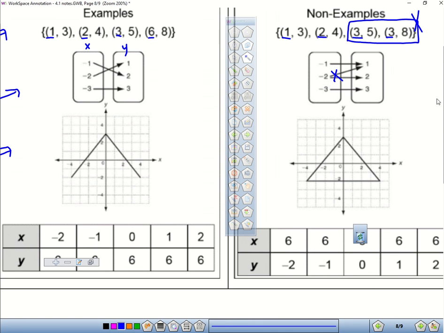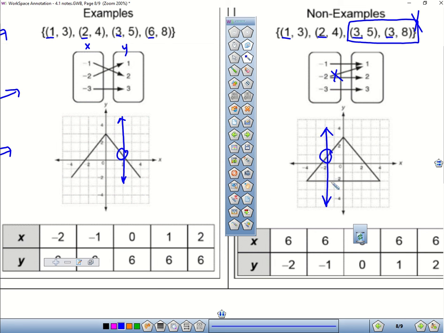So then down here, this is a function because it passes what we call the vertical line test. Okay? I can draw a vertical line and it only hits 1 point on that line. I can draw a vertical line anywhere on the graph and it's only going to hit 1 point. Now over here, is that the case? No. What happens when I draw a vertical line right here? It hits more than 1 point, so that's what makes it not a function. Make sense?